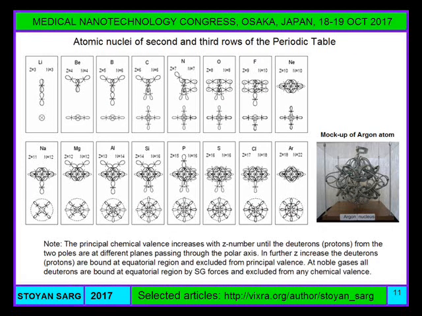This slide shows two rows of the periodic table. When the number of protons increases, the valence initially increases and then decreases, ending this trend at the noble gas. The positions of all electronic orbits are defined by the near fields of the protons and neutrons, so they are easily identifiable. At the right side of the second row, a mock-up of the argon nucleus is shown.